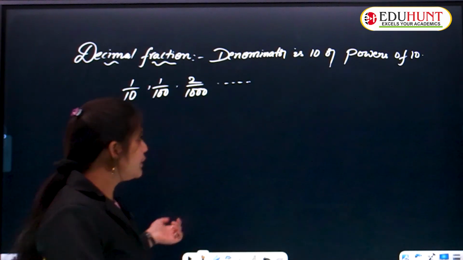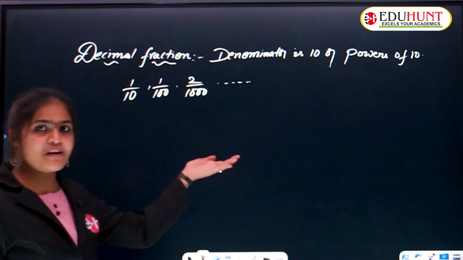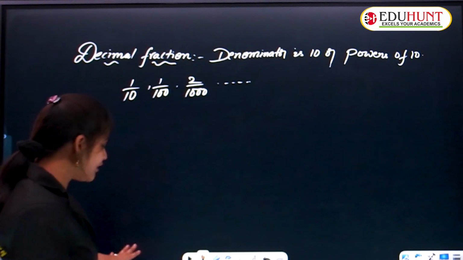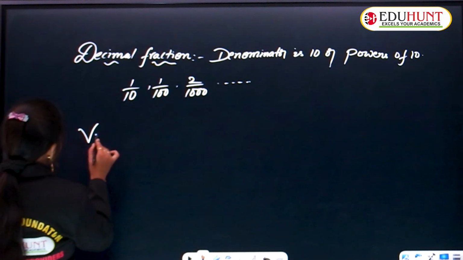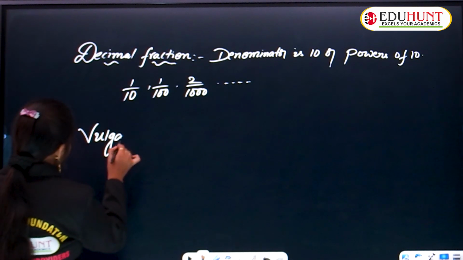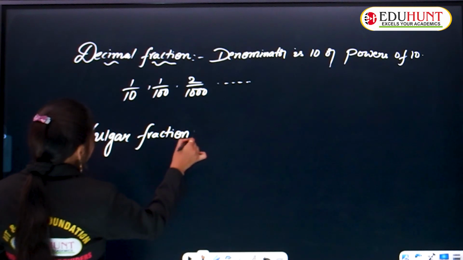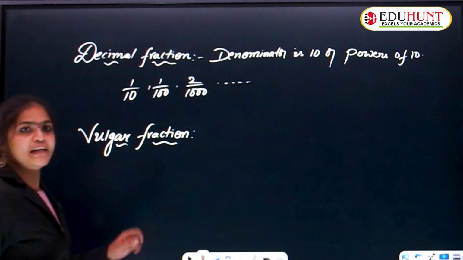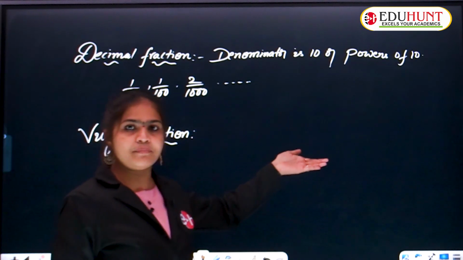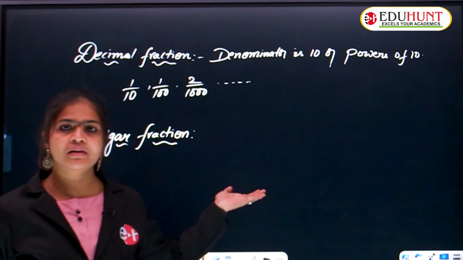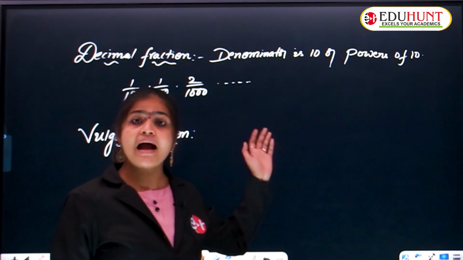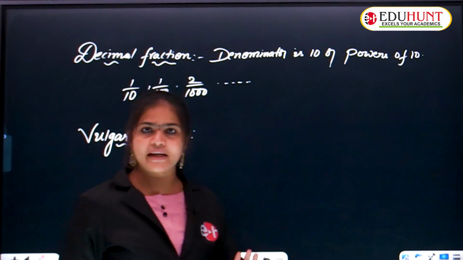Understood? So this is about the decimal fraction. The other kind of fraction is the vulgar fraction. Children, see that decimal fraction means the denominators are 10 or powers of 10. Here vulgar fraction means what? Here the denominators are other than 10 or powers of 10.